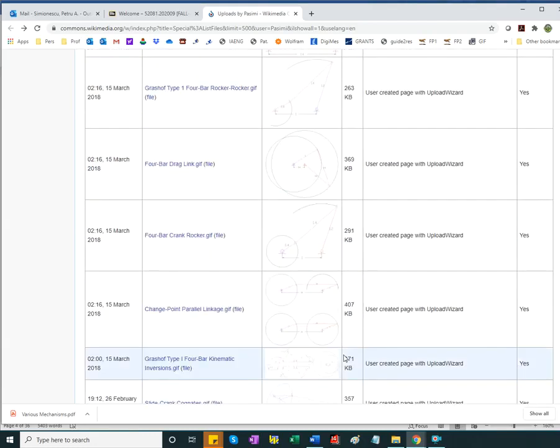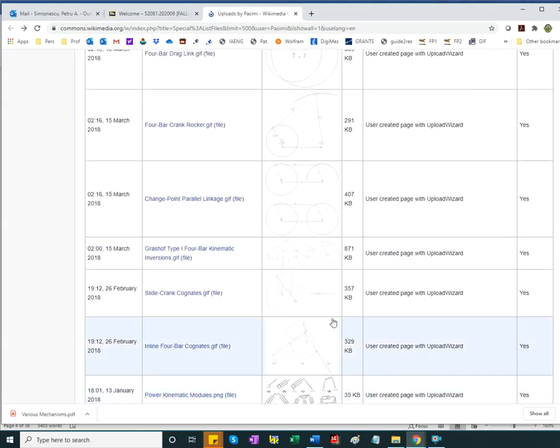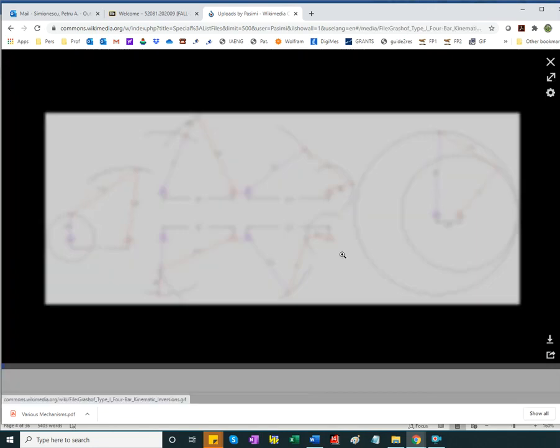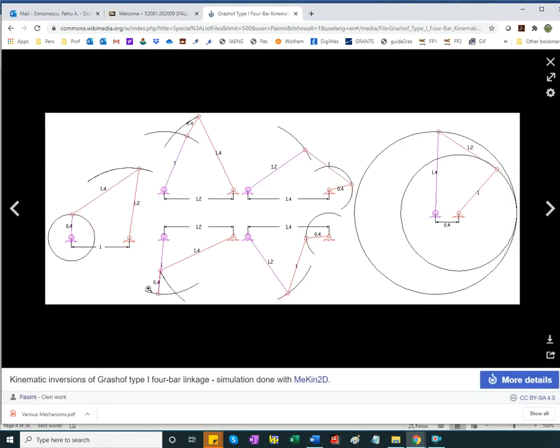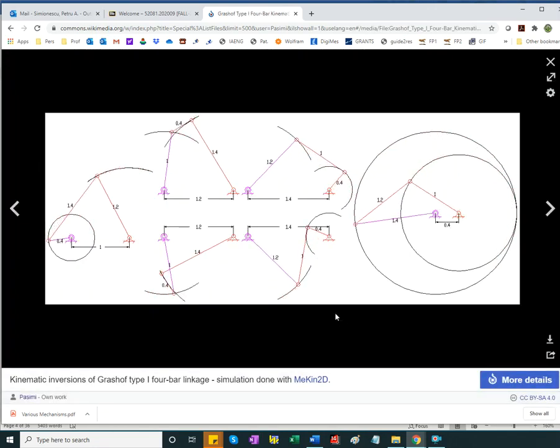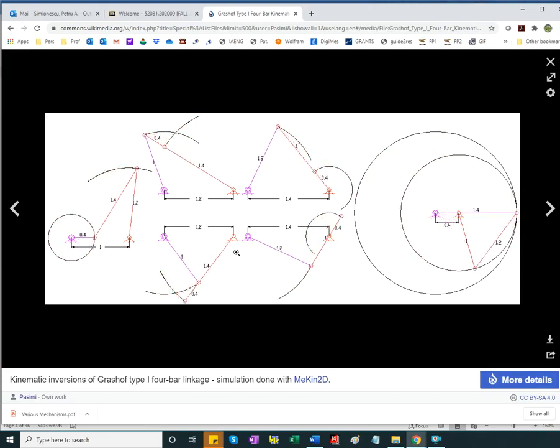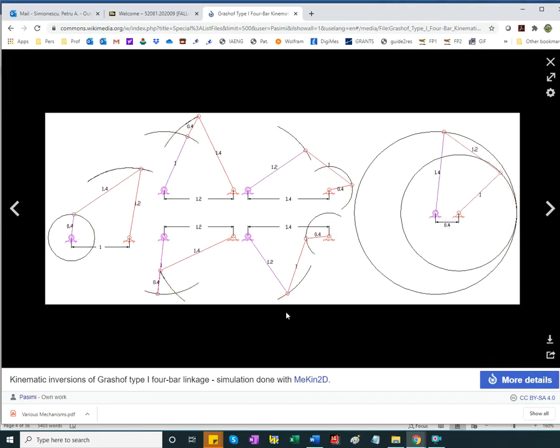So let's see. There's a combined image. Okay, so we're talking about the change point 4-bar. So this remains a parallel linkage. This flips, so continuous crank input, oscillation, crank input, crank output, like you see in locomotives, for example. Here are the 4 inversions. These are in a different order than you saw in the notes.